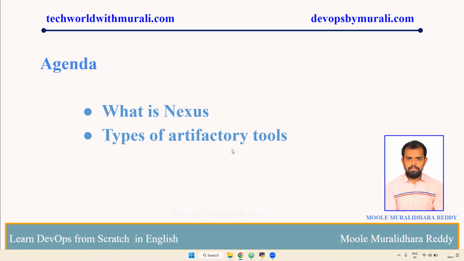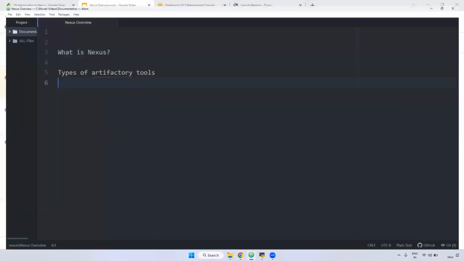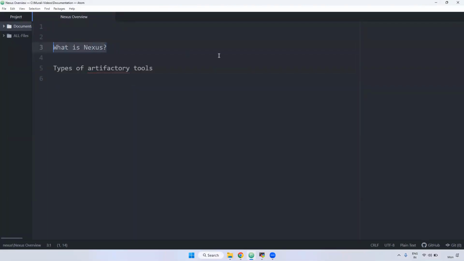In this video, we are going to discuss what is Nexus and the types of artifactory tools. Okay, let's discuss. First one, what is Nexus? Nexus is open source, and we also have a paid version. Nexus is an artifactory tool. It's used to store the artifacts. Artifacts are nothing but jar, war, ear. We can store jar, war, ear. If you remember, when we were working on the Maven part, we generated jars and wars, right? We can store those jars, wars, and ears in Nexus.